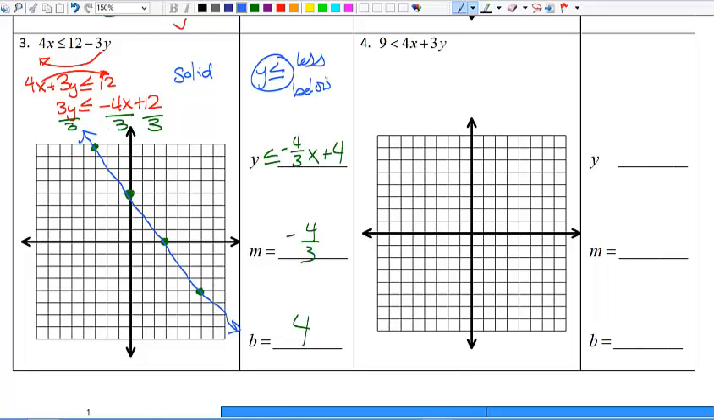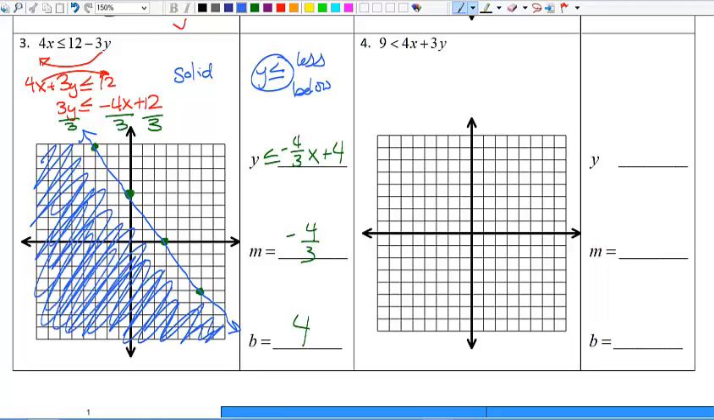And y is less than says I need to shade below the line, which means everything in the shaded region is a solution to the inequality. If you choose any point on the shaded side and plug it in, it should work.